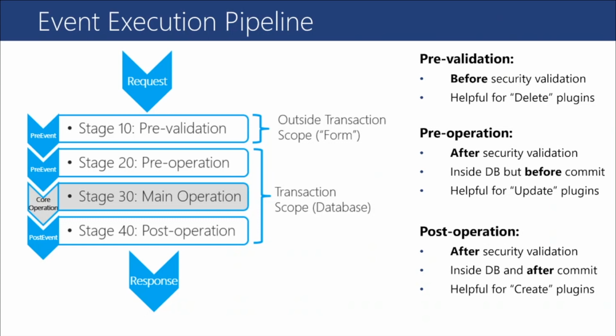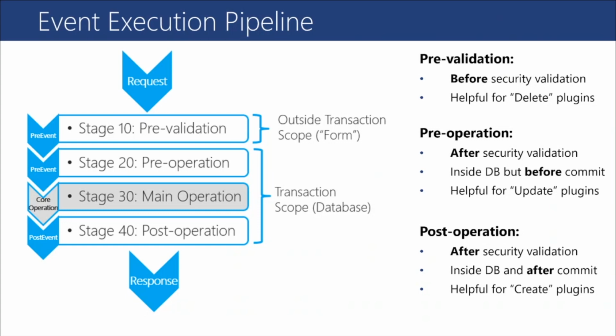Pre-event or pre-validation, which is stage 10. At this stage in the pipeline for plugins, these actually execute outside the database transaction. So for example, if you want to do a pre-validation when you do not want the database transaction to happen, you can use this step to register your plugin. There are several business cases that can be achieved through that.